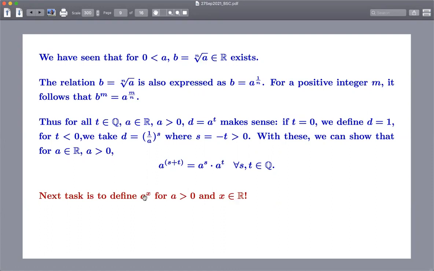And again, the guiding light is that if S and T are reals, we would want to continue to use this expression. For all S, T in R, this one should work. That is the idea.